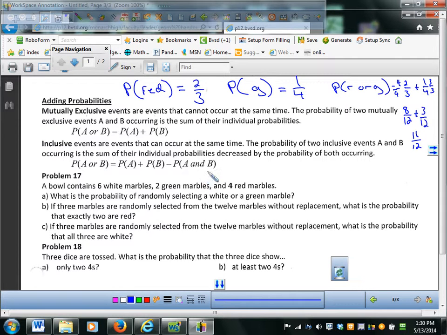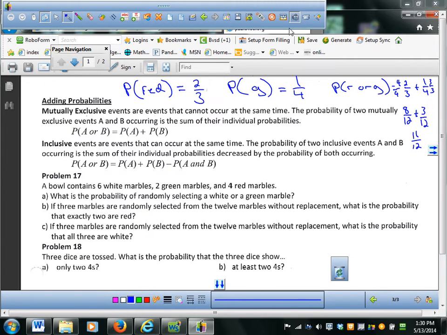Now, sometimes probabilities overlap, okay? For instance, I came up with one. Right, I'm going to just grab this.